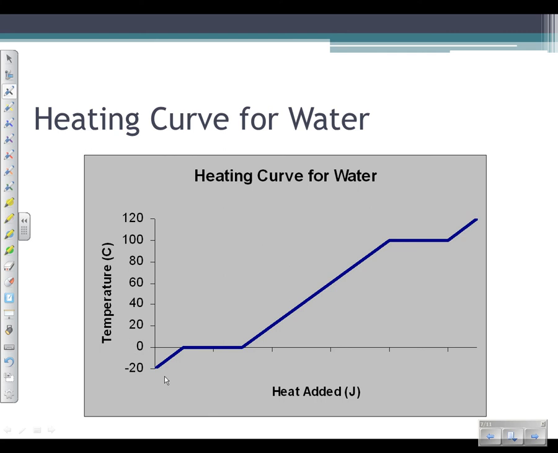Anybody know what happens to water at 0 degrees Celsius? It freezes, or if we're going the other way, it unfreezes, which we call melting. All right? Nice. So, during this change of state, the temperature of the substance actually does not change.